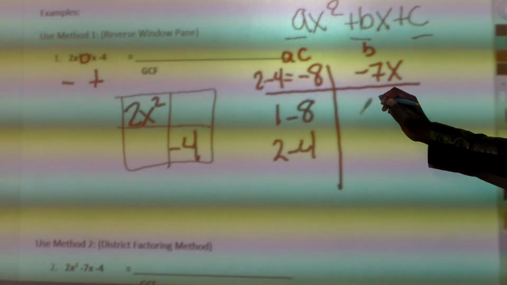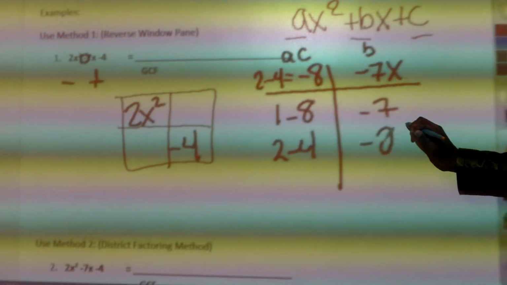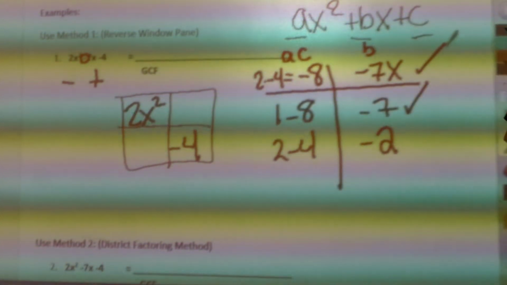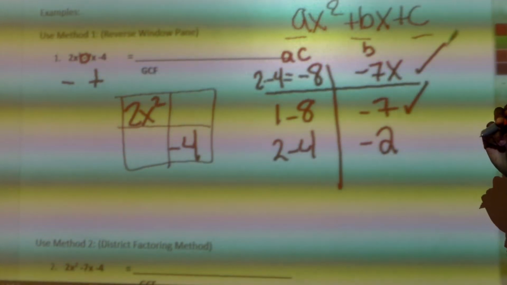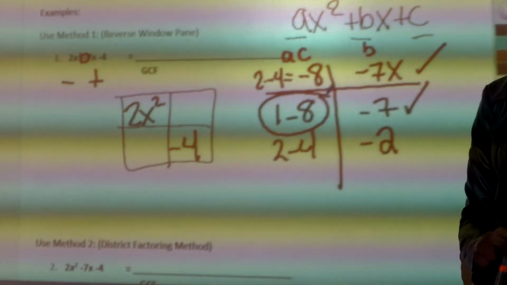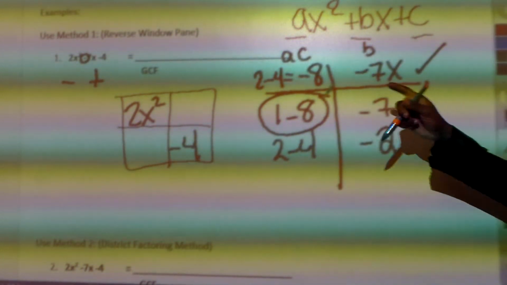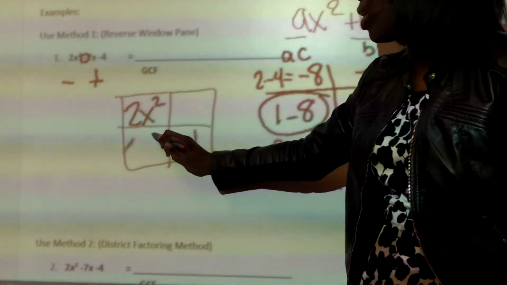Negative 8 plus 1 is going to be negative 7. Negative 4 plus 2 is negative 2. And this is the one that matches up. So that means these are the terms that were combined to give us negative 7. Everybody got it? So we take 1x and negative 8x and write it in.